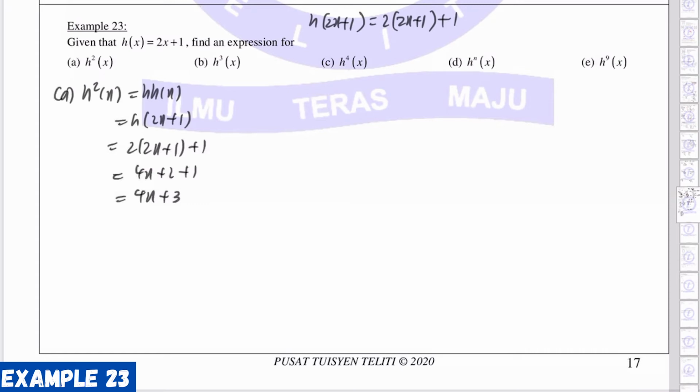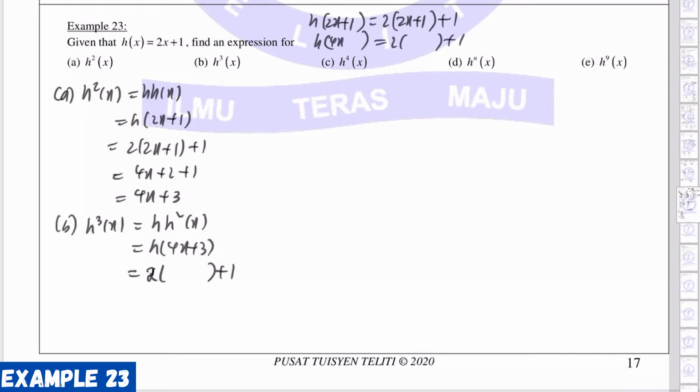Okay. Now, how about h3x? h3 simply means we do h2 followed by hx, or we do hx followed by h2, up to you. So maybe I just write h2x. I really know my h2x. It is 4x plus 3. And remember, my hx is 2 bracket plus 1. Just keep thinking this way. If I put 4x plus 3 here, I must put 4x plus 3 here. As I expand, I get 8x plus 6 plus 1, which is 8x plus 7.